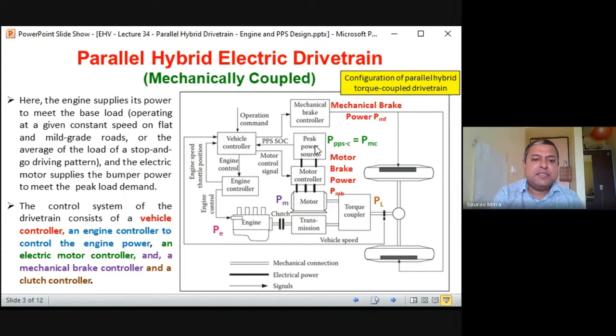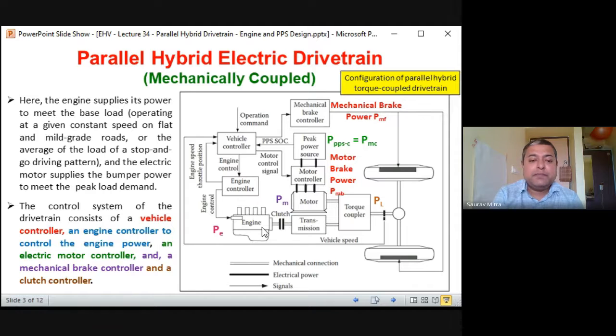So that actually is sensed and given to the vehicle controller. Vehicle controller tells it to the engine controller. Engine controller starts the engine again. So while the engine is on, at that time engine does two jobs. First is 80% of the energy it is giving to drive the vehicle, and 20% of the energy the PE gives back to the PPS.